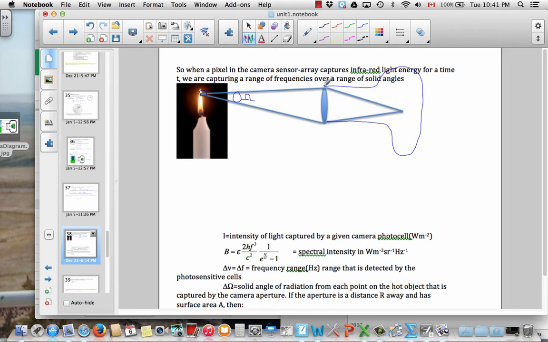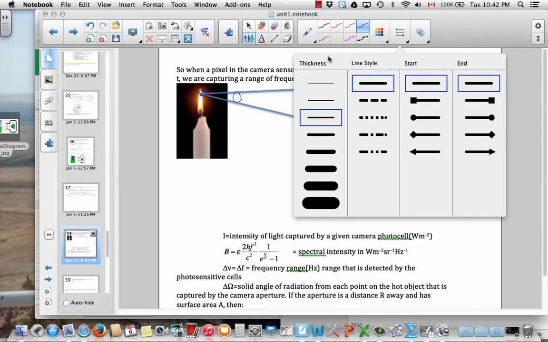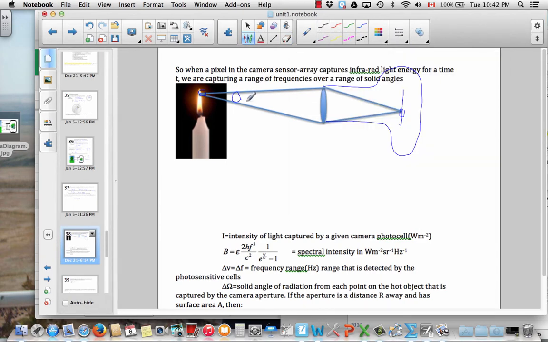Some of it will enter the camera aperture, be focused by the lens on a photosensitive surface, and there'll be a little pixel of that photosensitive surface that will have a photodiode on it. And that's going to record the amount of energy that's coming from this point on the hot object. Now, not only are we getting a certain solid angle there, but we're also getting a certain range of frequencies.